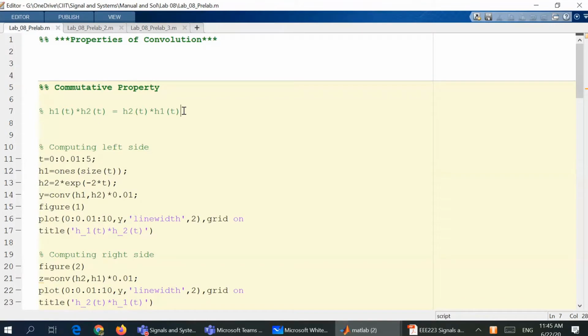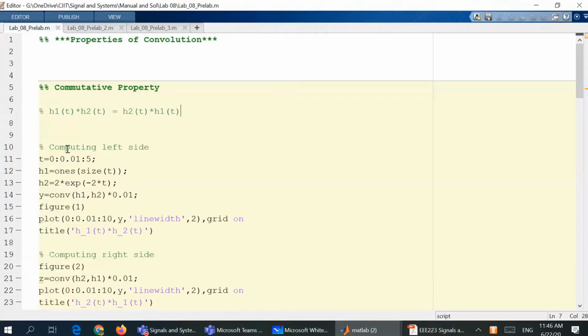ओके, सो हम कैसे प्रोसीड करेंगे? जितनी भी हमारे पास प्रॉपर्टीज हैं उनकी हम लेफ्ट साइड और राइट साइड दोनों को अलग अलग कन्वॉल्व करके, दोनों को अलग अलग फाइंड करके फिर उन दोनों के रिजल्ट्स उनको हम कंपेयर किया करेंगे. ओके, लेट्स कंप्यूट द लेफ्ट साइड ऑफ दिस commutative property.